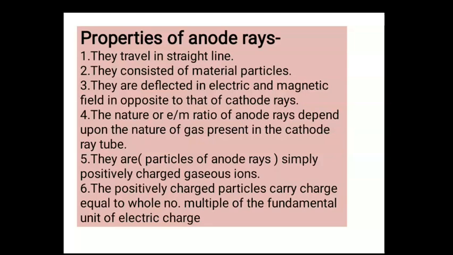The positively charged particles carry charge equal to whole number multiple of the fundamental unit of electric charge. Now see the value of E upon M ratio. Since it depends on the nature of the gas taken in discharge tube, when we take hydrogen gas in the discharge tube, this E upon M comes out to be maximum, and that is 9.58 into 10 raised to the power 4 coulombs per gram. Now why so? Because hydrogen is the lightest element. So that's why the E upon M ratio will be maximum for hydrogen.